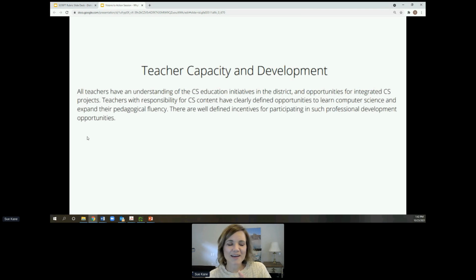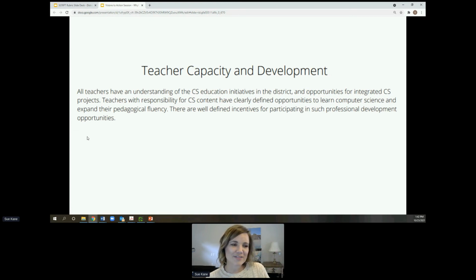So I wanted to give you a deep dive into just the structure of one of the rubrics. We're going to take a look at the teacher capacity and development. And each of these rubrics starts with an overarching statement that mirrors what you might see with a vision statement. If we're talking about teacher capacity and development, this rubric says, if this is going well in a district that has CS education equitably offered for all students, the teachers have an understanding of the CS education initiatives in the district, so they know about them.